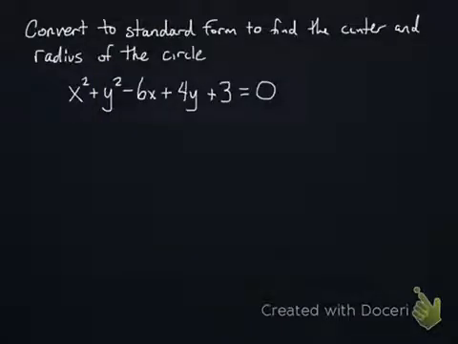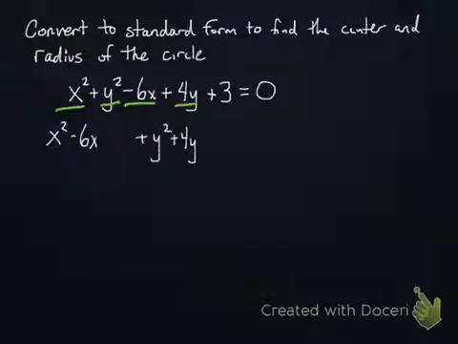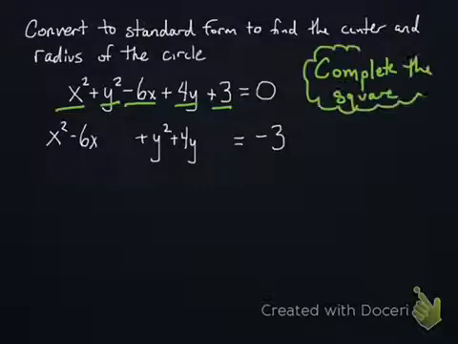So let's see if we can take a circle that's written in general form and convert it into the standard form so that we can just read off the center and the radius of the circle. Here's how we're going to do that. We're going to group all of the x terms together, and we're going to group all the y terms together, and then we're going to subtract the constant over to the other side of the equation. I left a little bit of room here after the x terms and after the y terms for what we're about to do, which is called completing the square.